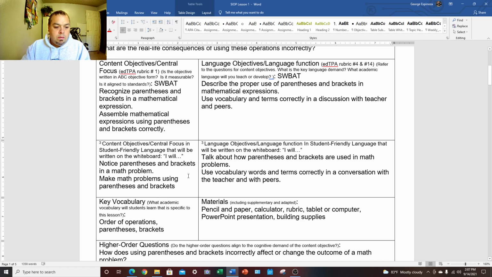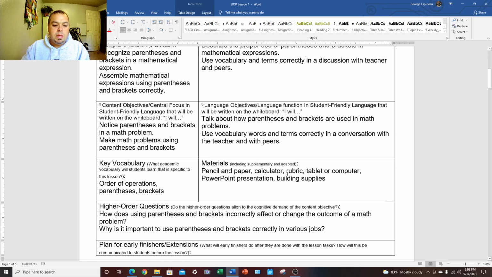In student-friendly language, I broke it down as such: students will notice parentheses and brackets in a math problem, and they will also be able to make their own math problems using parentheses and brackets. Their language objectives, they will be able to talk about parentheses and brackets, how they're used in mathematical problems. They'll use vocabulary, words, and terms correctly in conversation with teachers, peers, and just about anybody else. Some of the key vocabulary that students will encounter and use throughout the lesson or the unit would be order of operations, parentheses, as well as brackets.